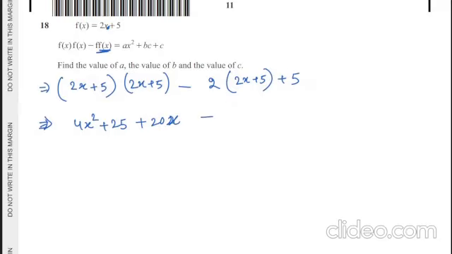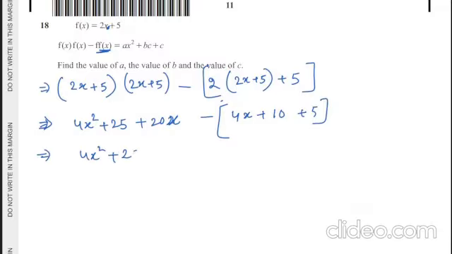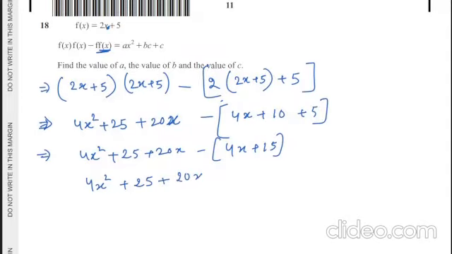5 to the 10, 20x minus, now we have to actually put it in the bracket because there's a minus here. So let's multiply 2 inside the bracket. We will get 4x plus 10 plus 5. Writing down this expression as it is, adding 10 and 5, we will get 15. Opening the bracket now, because there is a minus sign before the bracket, we will have to change the sign of each and every term.